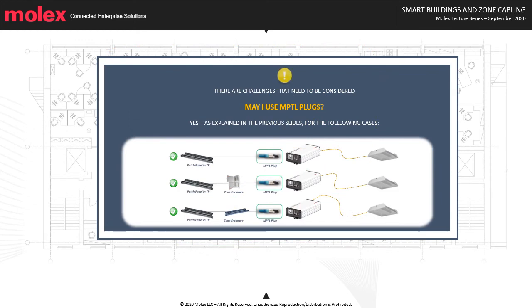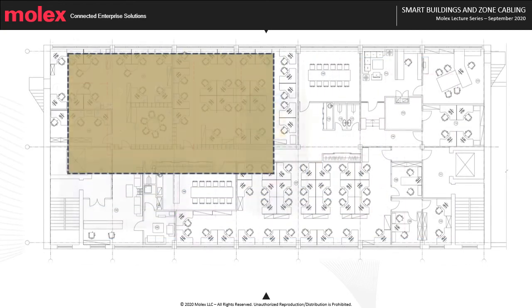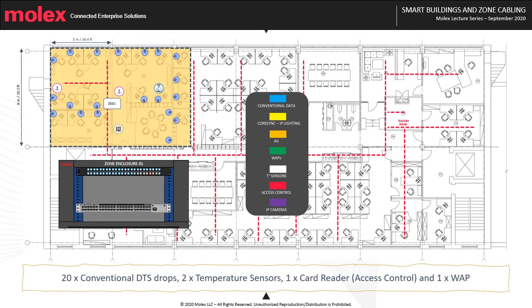In our design, we will also use MPTL plugs for our LED troffers, and these are considered as building devices. So to start with, let's define our first zone enclosure, ZE01. We will look at this one in detail. Then the other ZEs will follow the same pattern, basically.